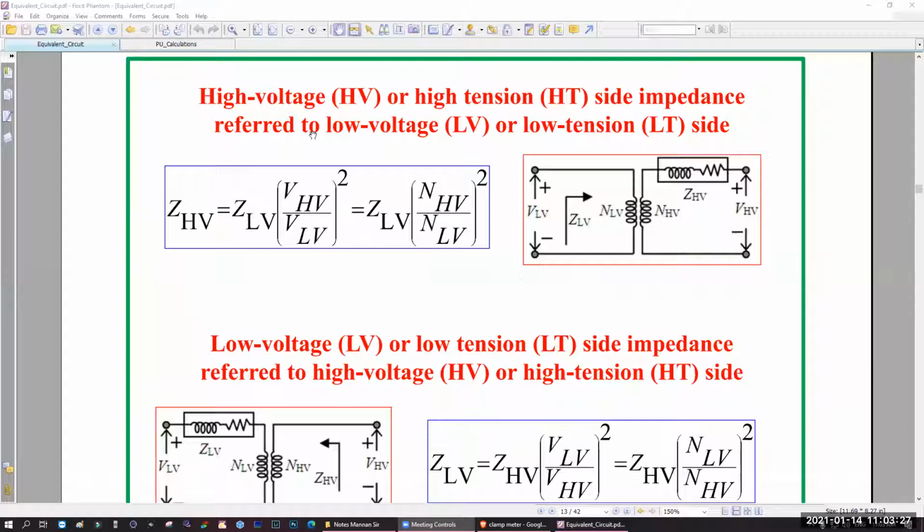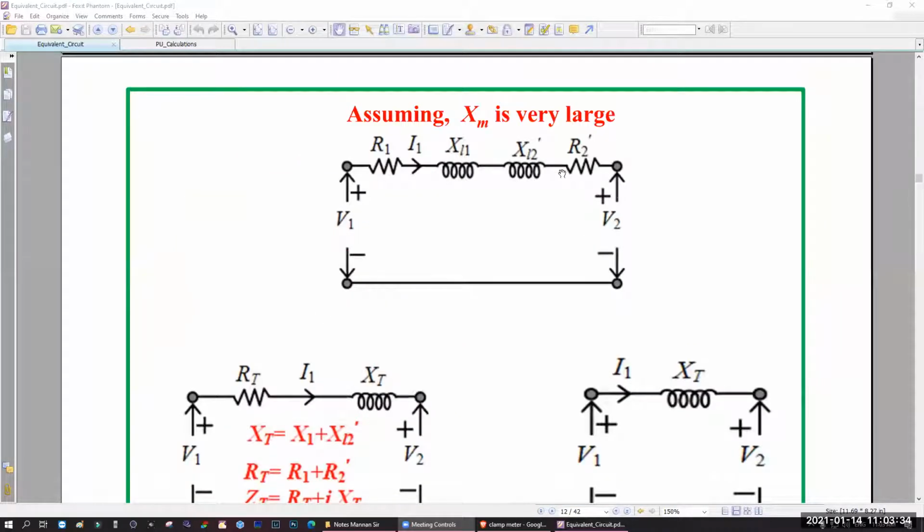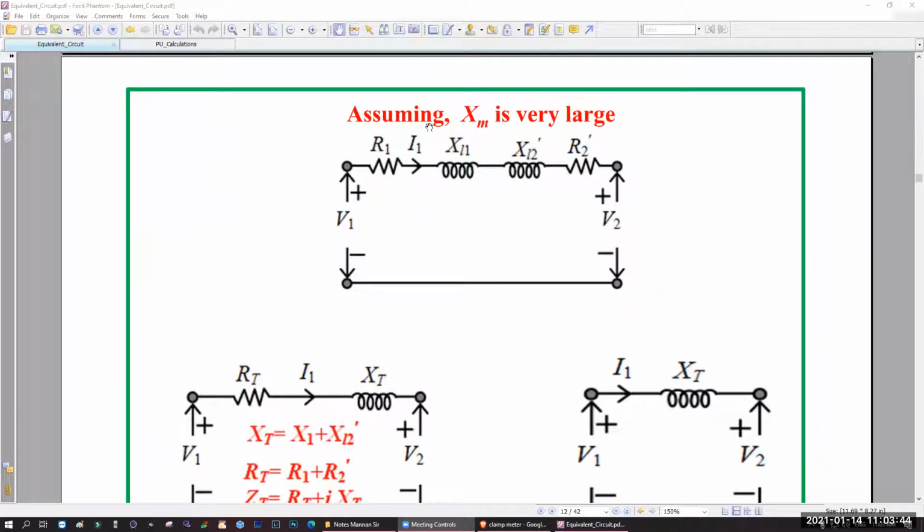Is this a simplified diagram? Why are R1 and R2 in series, and XL1 and XL2 in series? They become one. One is the primary side, and the other is the secondary side. Okay?